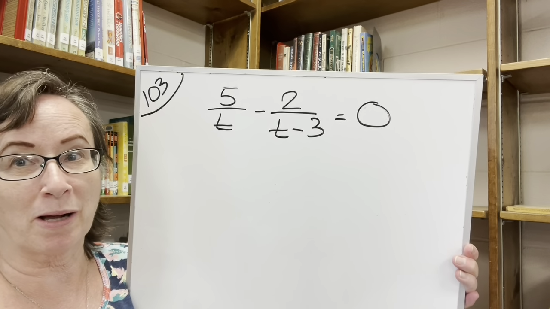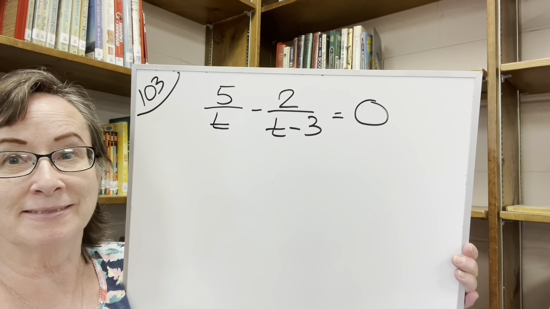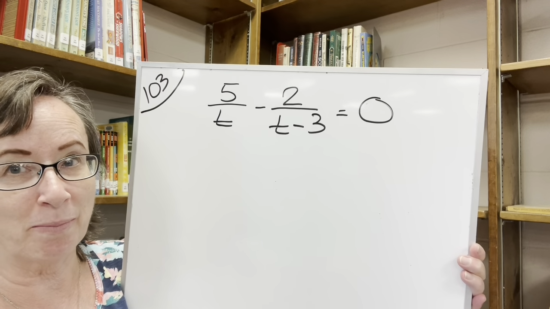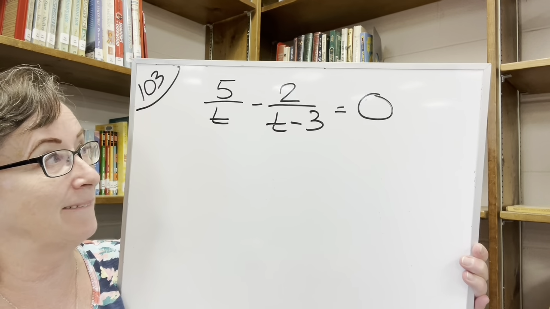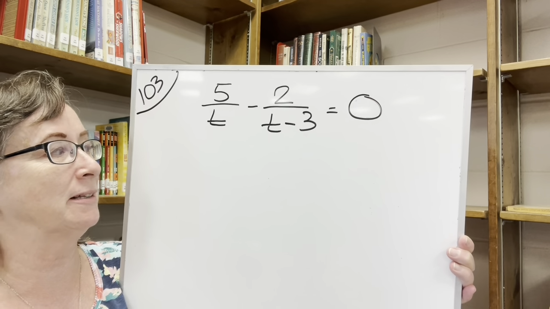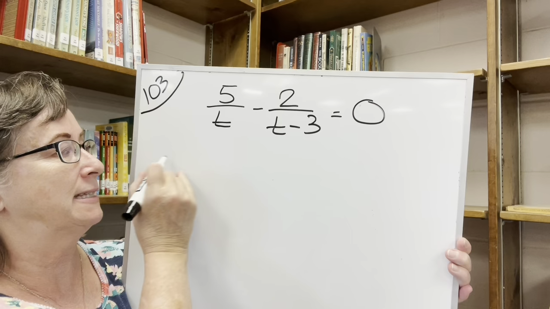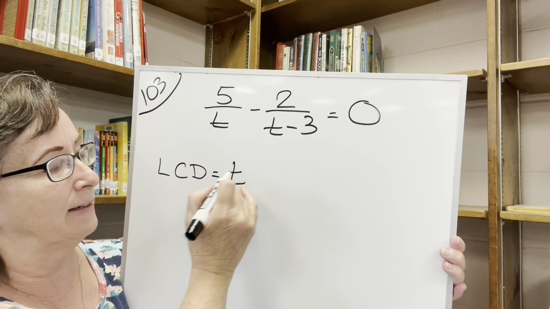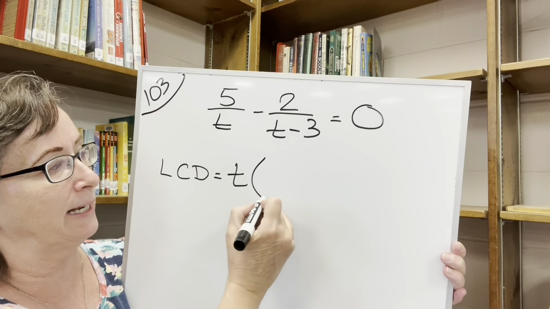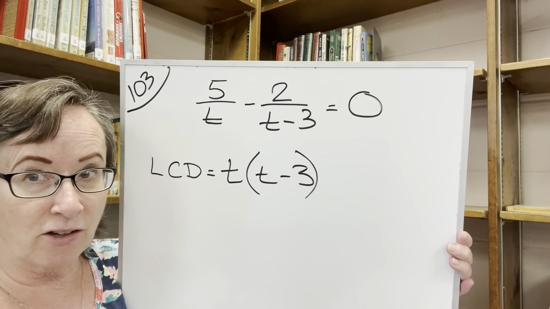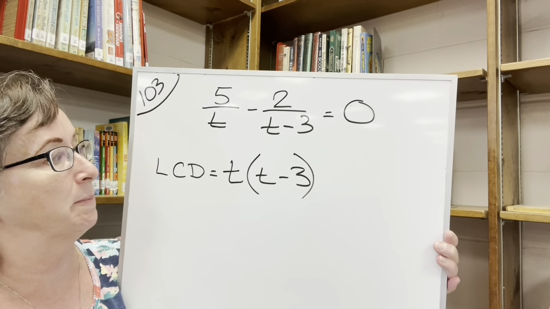Here's a practice problem for you, so copy it down. Everybody copy it down and then pause your video. You remember, you're going to build your LCD. Our LCD needs a t, and our LCD also needs a t minus 3. Since they have no factors in common, we will multiply the two of them together.